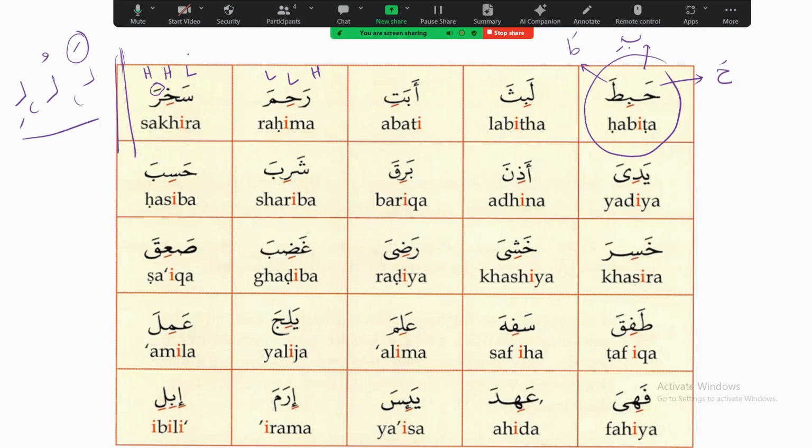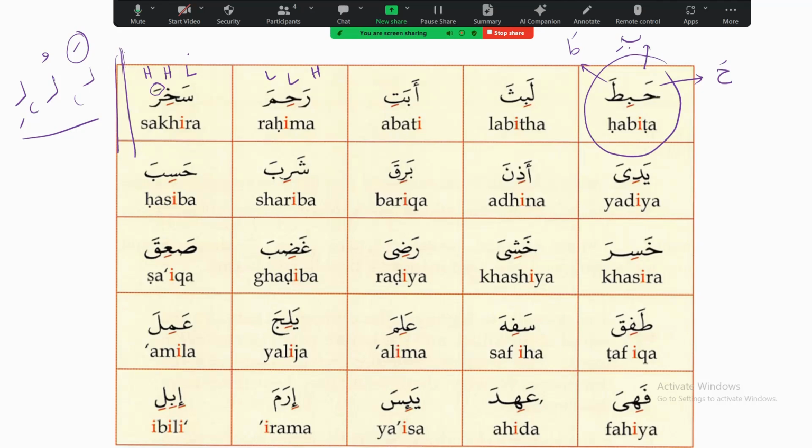Okay, sisters, if this is difficult for you, you can just ignore this point. Let's do this row. Habita, labitha, abati, rahima, sakhir. Okay. Habita, labitha, abati, rahima, sakhir. Like this.